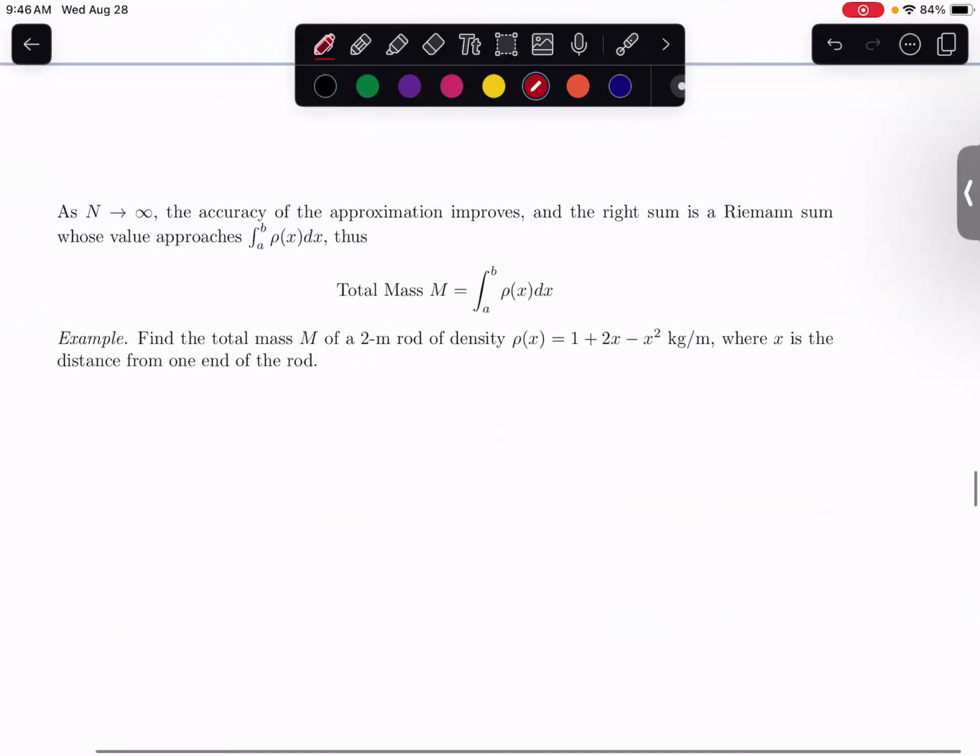And so I'll go through one example. It seems like class is ending, so we won't have enough time. All you have to do for these examples is the following.